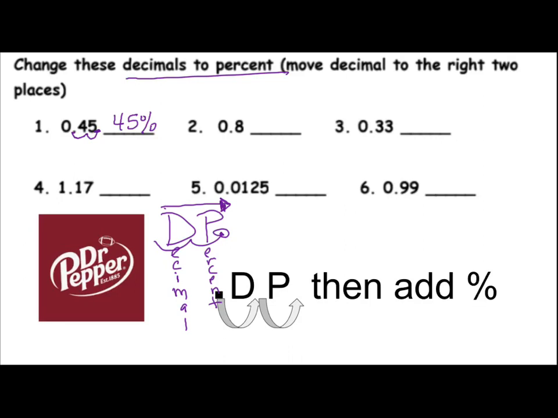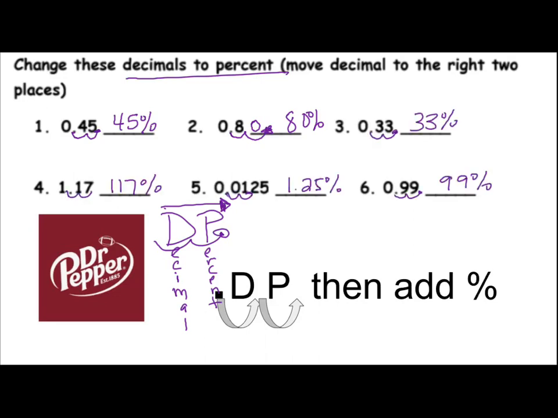I'm going to do the same thing here with my 0.8. 2 places to the right, because I'm going from a decimal to a percent, and I have to fill in that divot with a 0. So then this is 80%. Go ahead and pause here, try the others, and then come back and check your work.